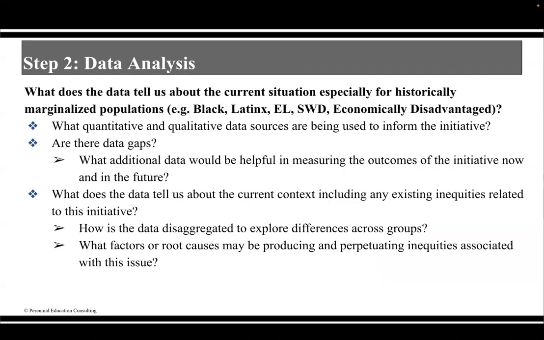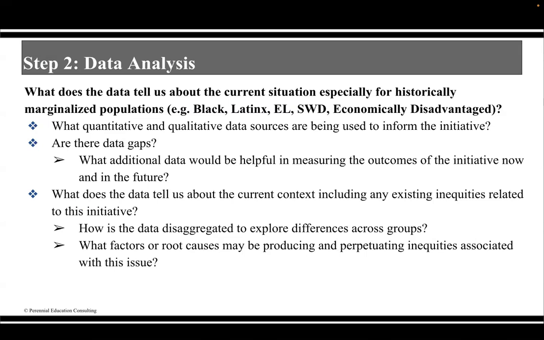This is the verbiage that's actually in the tool on step 2, data analysis, starting with: What does the data tell us about the current situation, especially for historically marginalized populations? Underneath that: What quantitative and qualitative data sources are being used to inform the initiative? With those, are there data gaps? What additional data would be helpful in measuring the outcomes of the initiative now and in the future?